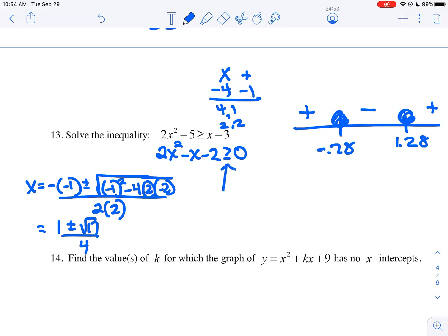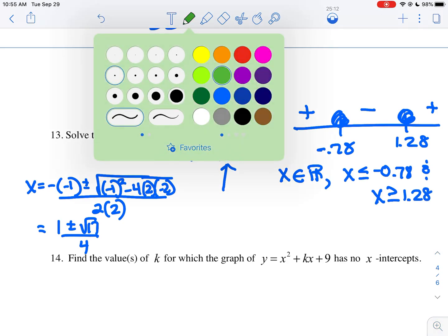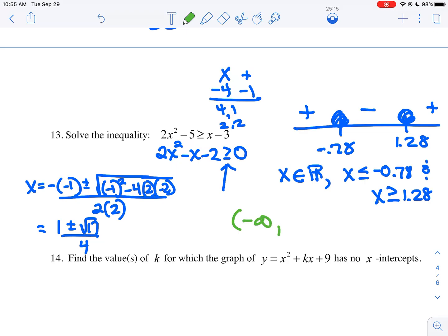I want the positives. So I think they would write the solution like this, that x is a real number such that x is less than or equal to negative 0.78 and x is greater than or equal to 1.28. In interval notation, which I don't think they're going to mark it wrong, we would say negative infinity to negative 0.78 union, whoops, sorry, I meant to make that a bracket. Sorry, I caught it. 1.28 to infinity, okay?